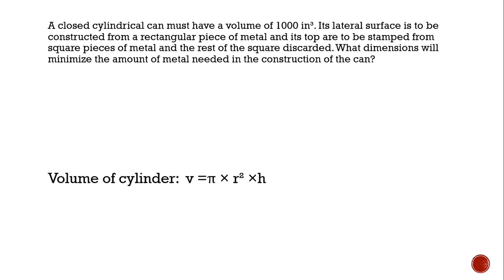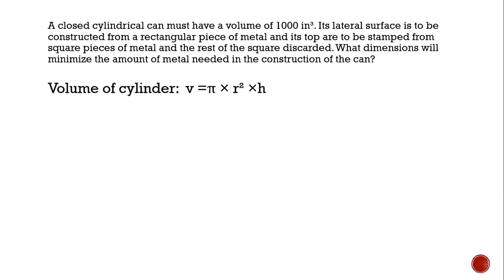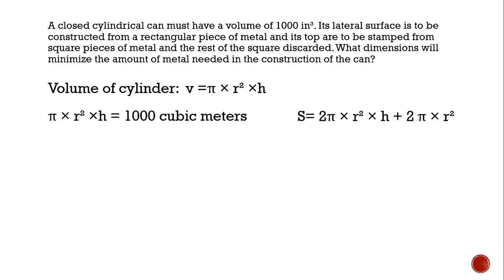The volume of a cylinder is pi times radius squared times height. In this case, the volume is fixed. Pi times radius squared times height equals 1000 cubic inches. The surface area of a cylinder is 2 pi times radius times height plus 2 pi times radius squared. We have to find the minimum.